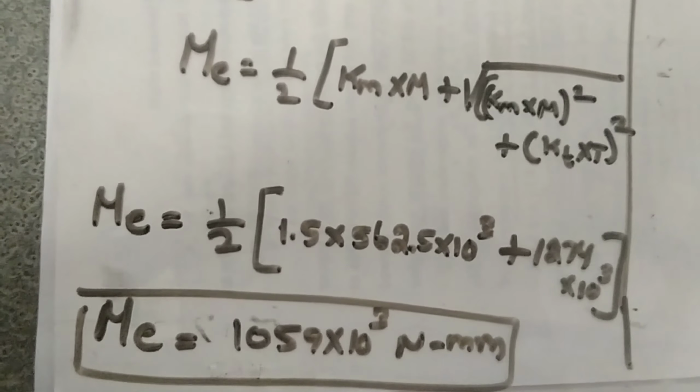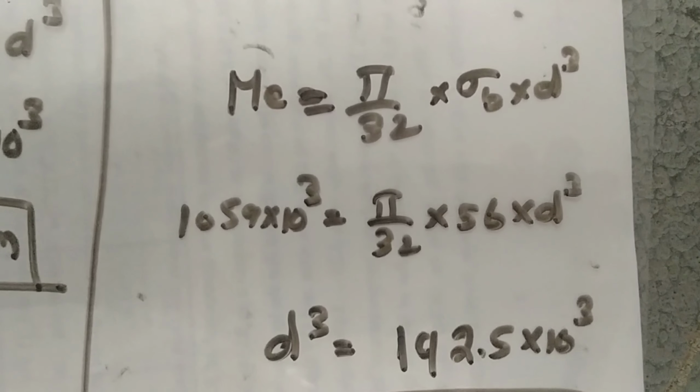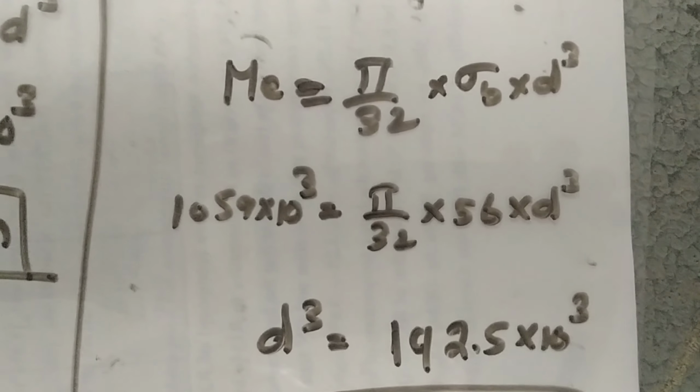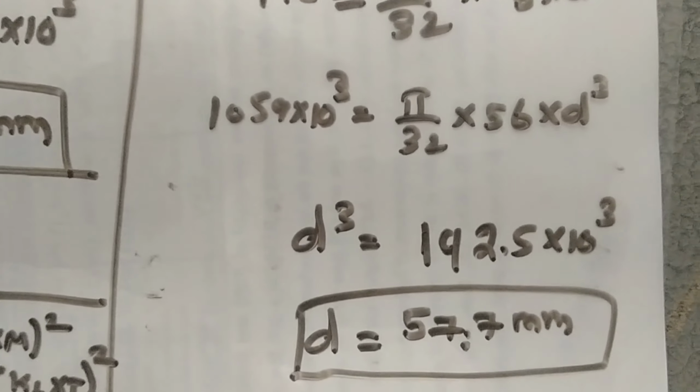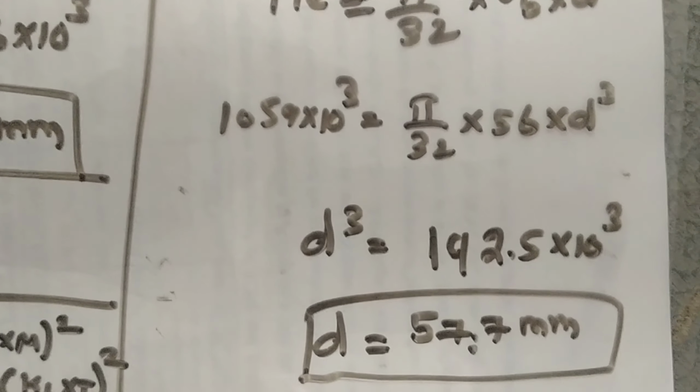So we will get the equivalent bending moment, and another formula for equivalent bending moment is pi by 32 into sigma b into d cube. Whereas d, we don't know that. We simply take the d on one side and the remaining to the other side. You will get d cube equal to 192.5 into the power of 3. If you solve these things, you will get d equal to 57.7 mm.